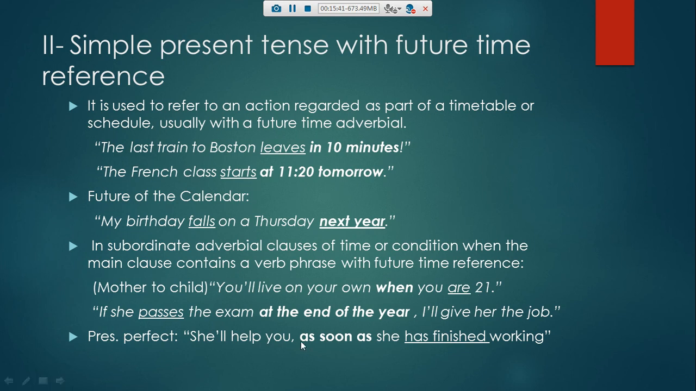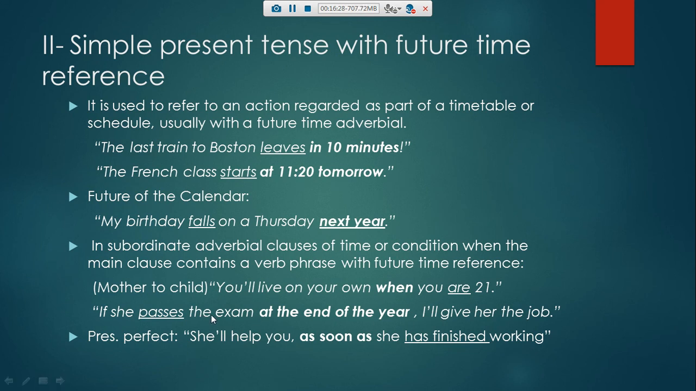Something similar happens, I'm going to skip this for a moment, with the present perfect tense with future time reference. It's also used in the same way in subordinate clauses of time. She'll help you as soon as she has finished working. No comma here. "As soon as" introduces the time clause. You could also say as soon as she finishes working. Both of them have future time reference, but in this case there's emphasis on the completion of the action because of the perfect aspect, the grammatical aspect of the verb that denotes perfective aspectual meaning.